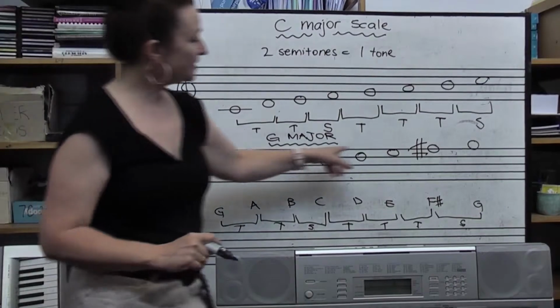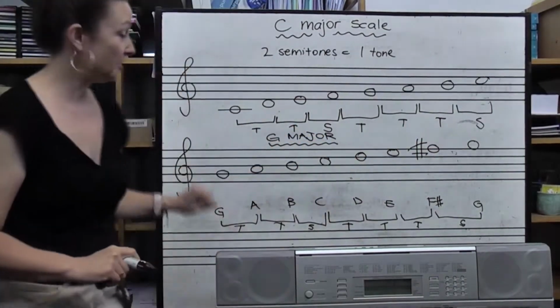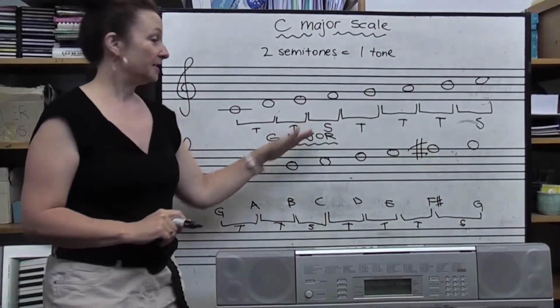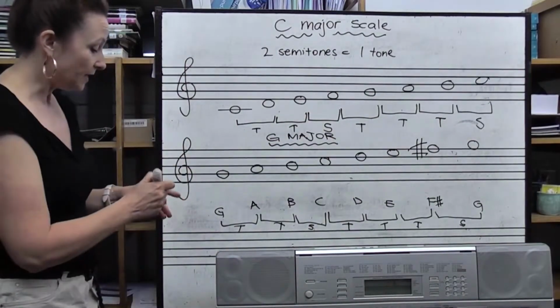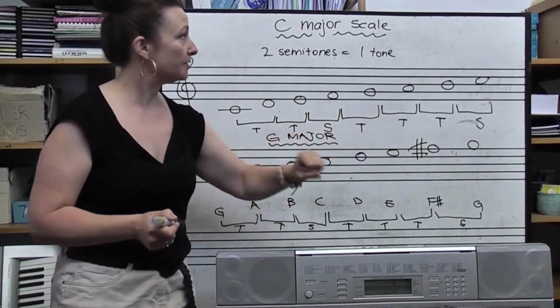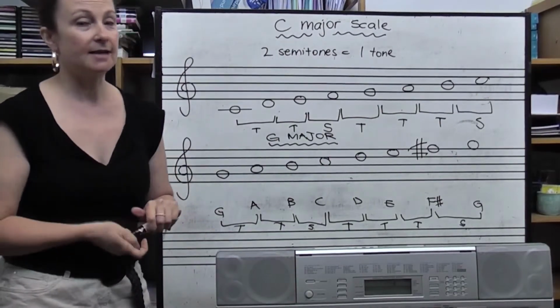So that's what a G major scale looks like. It's got an F sharp in it. And if you know the key signature of G major, you'll know that G major has an F sharp. Just by following our tone and semitone rule, we can write any major scale starting on any note.